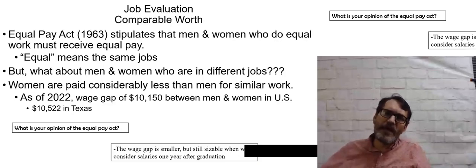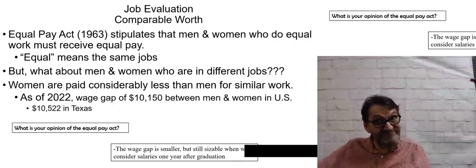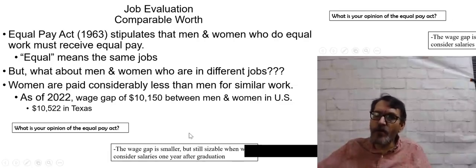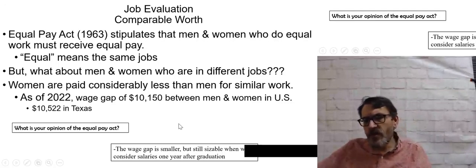Even within the same job, you can have two people with the same job. Are they equal? That's hard. Here's the thing: women are paid quite a bit less. On average, in 2022 anyway, the wage gap was about $10,000 between men and women in the United States. In Texas, it was slightly worse than the U.S. overall.